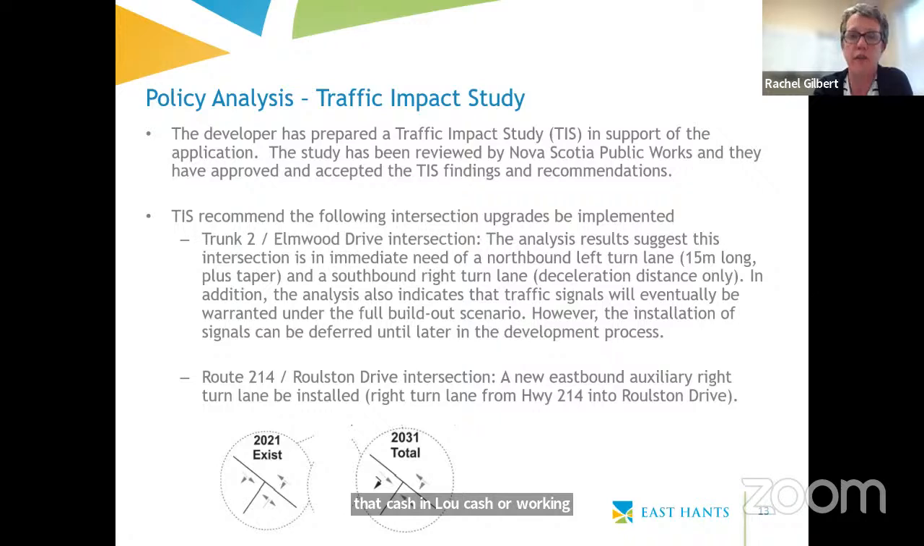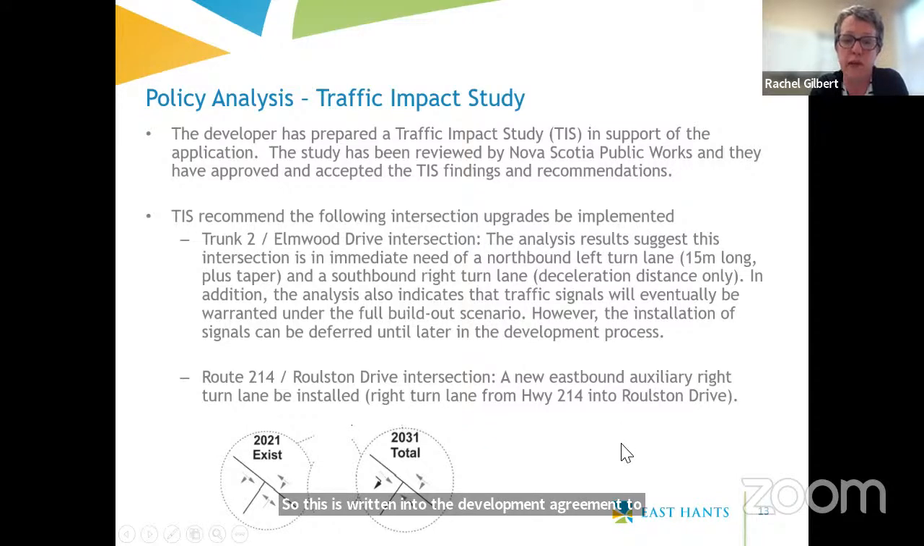So the traffic impact study has been submitted and reviewed by Nova Scotia Public Works, and they've approved and accepted the findings. There were 2 main findings in there at the Trunk 2 and Elmwood Drive intersection. The analysis results suggested this intersection is in immediate need of a northbound left turn lane and a southbound right turn lane. In addition, the analysis also indicated that traffic signals will eventually be warranted under the full build-out scenario. So this is written into the development agreement to require that to occur.